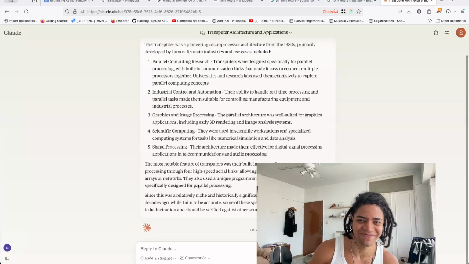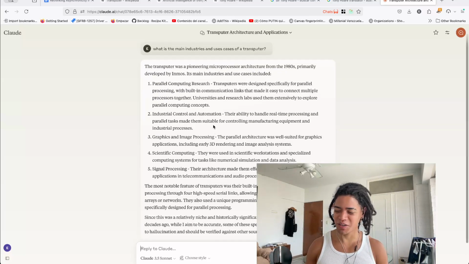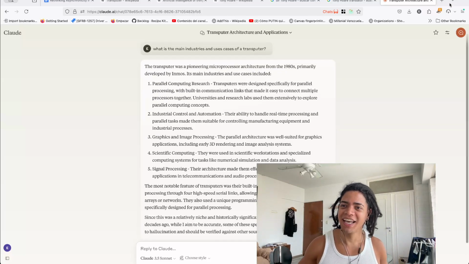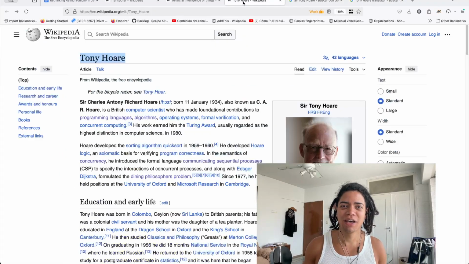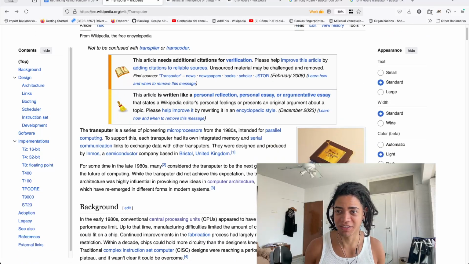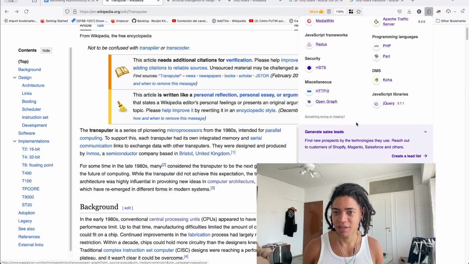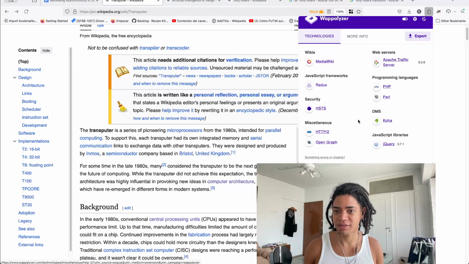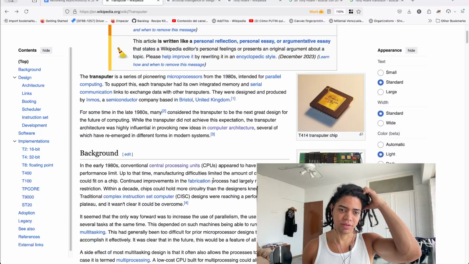You're a good generator of bullshit. Oh crap. Okay. But the transputer exists according to Wikipedia. So okay, good. Transputer exists. Deal with it. Okay.